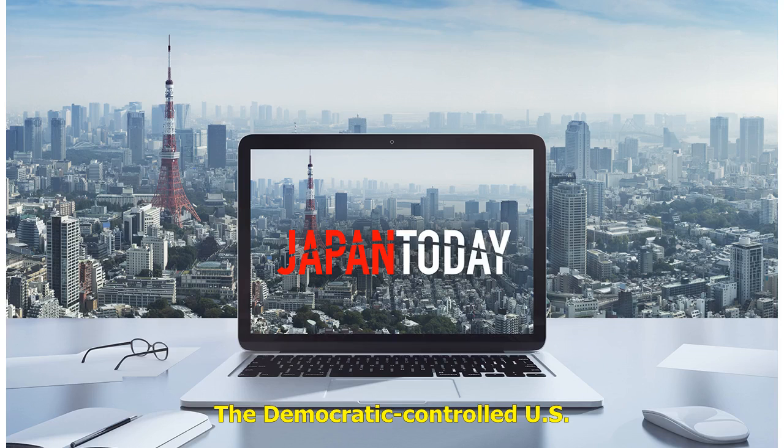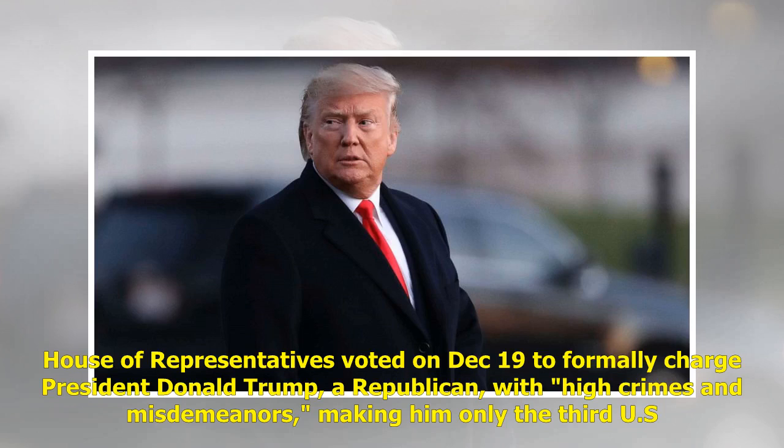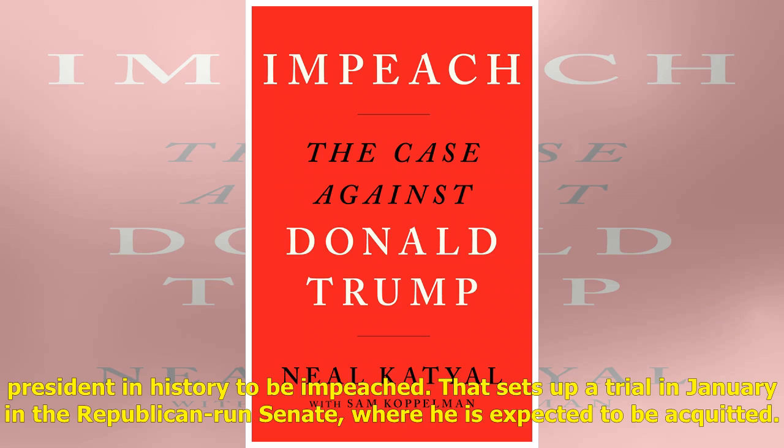The Democratic-controlled U.S. House of Representatives voted on December 19 to formally charge President Donald Trump, a Republican, with high crimes and misdemeanors, making him only the third U.S. president in history to be impeached. That sets up a trial in January in the Republican-run Senate, where he is expected to be acquitted.